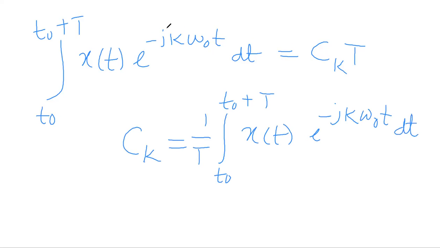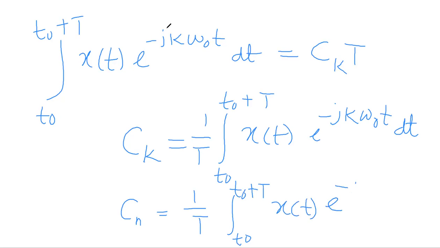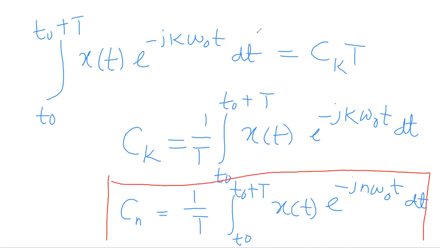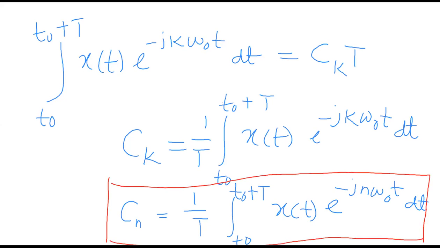Or we can also write the formula as Cn is equal to 1 by T integration from t naught to t naught plus T of x of t e to the power minus j n omega 0 t dt. Hence this is the formula for the exponential Fourier series coefficient.